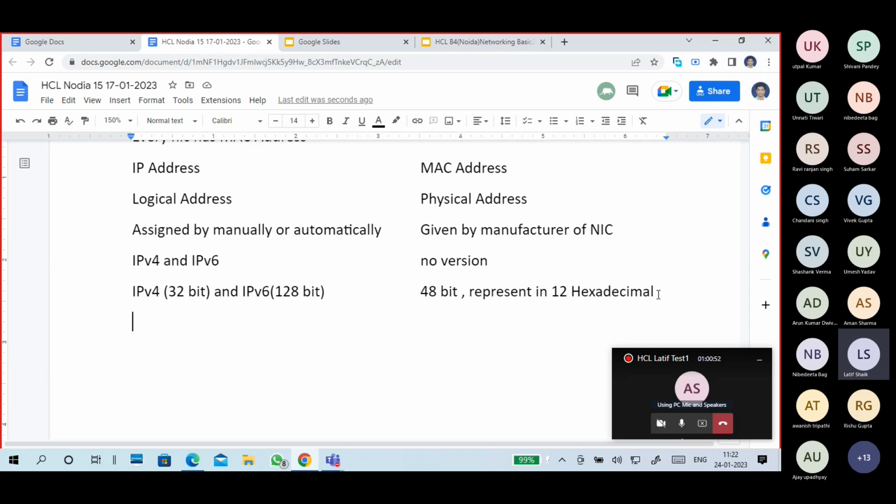We can't communicate with MAC address. Earlier also, all communications are by IP address only. IP address is changeable. We can change the IP address manually or automatically, or based on the network we change the IP address. But a MAC address cannot be changed. We can't change the MAC address.